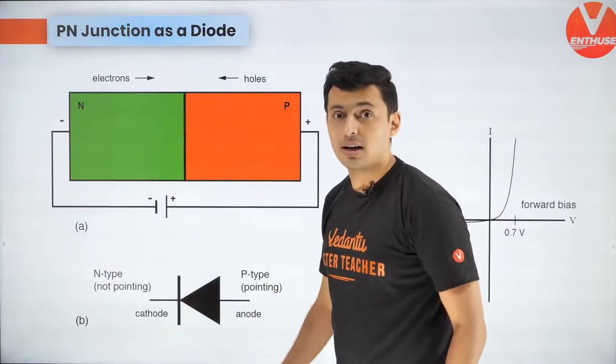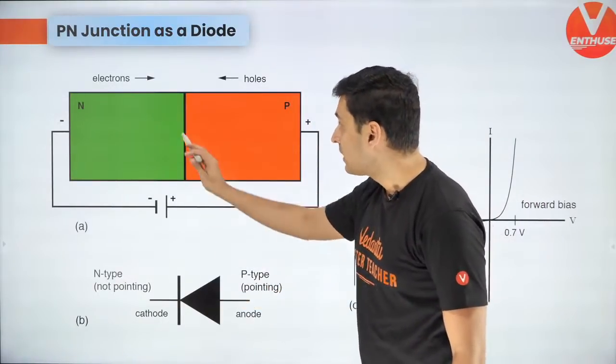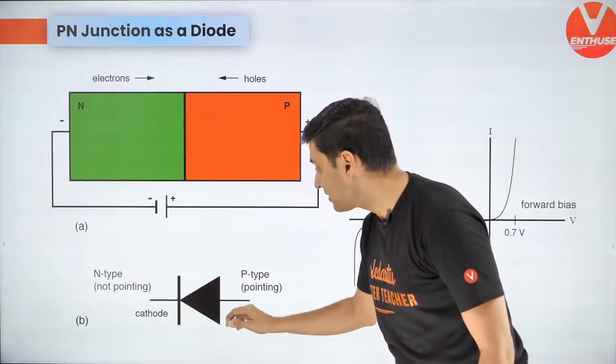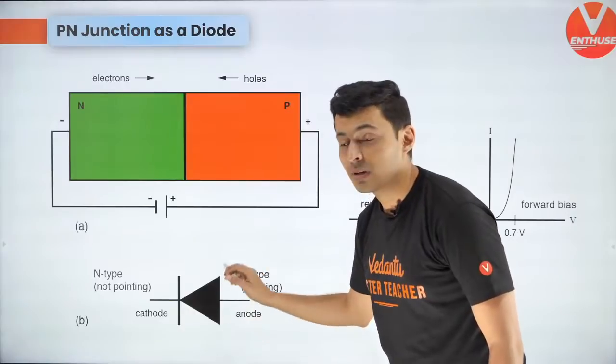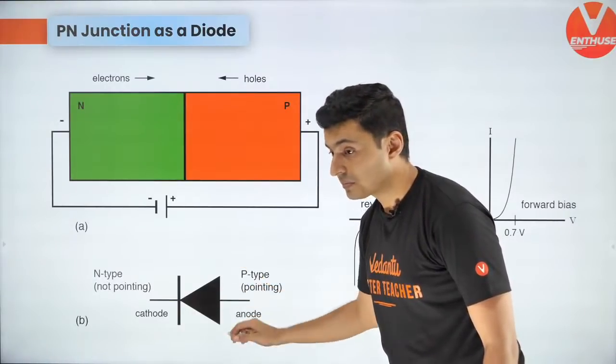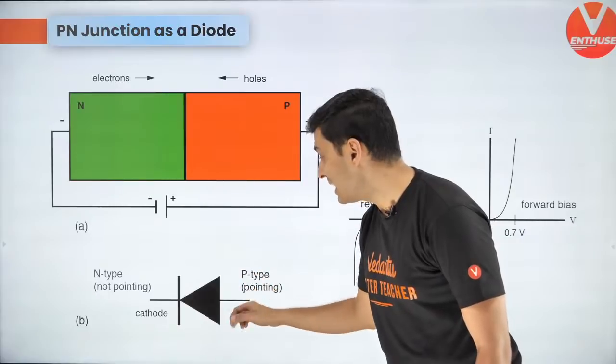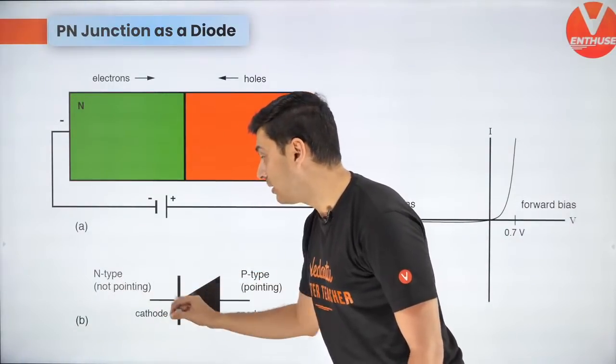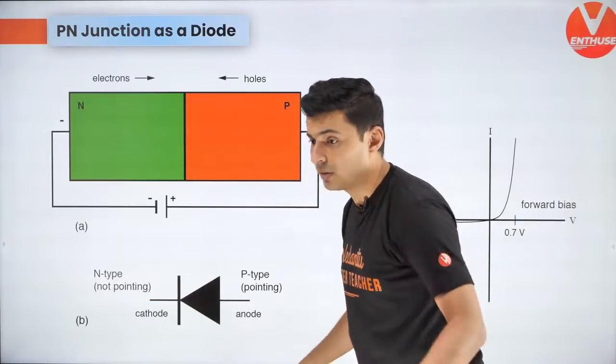So the symbol for a diode is this one. Very important. N-type is this. P-type is the wider base of the triangle. Keep this in mind. Yes, this is the P side, the wider base of the triangle. The pointed edge is always the N-type. Keep this in mind. Very good.